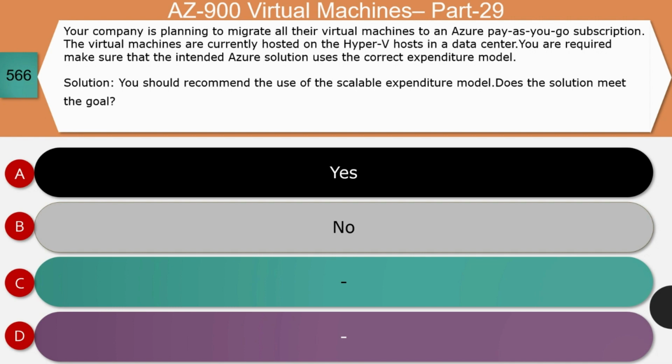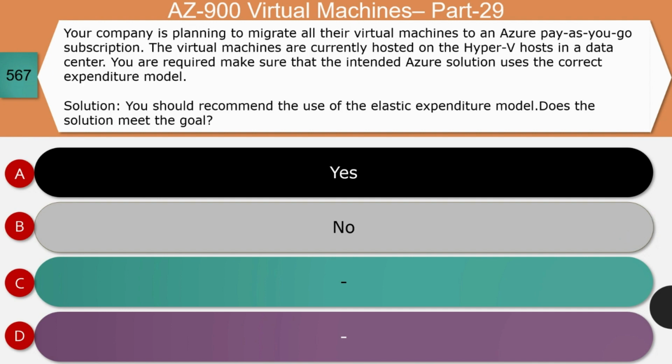You are required to make sure that the intended Azure solution uses the correct expenditure model. The suggested solution was you should recommend the use of scalable expenditure model. Does the solution meet the goal? Is it yes or no? The right answer for this question is no. Let's see the reason. Pay as you go comes under operational expenditure model, and so option B is selected.